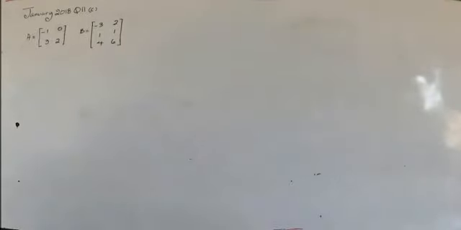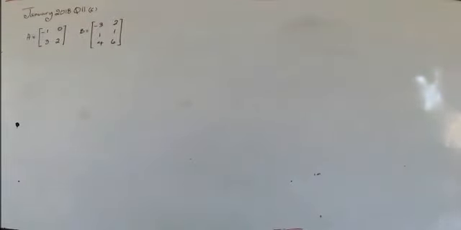Alright, January 2018, question 11c. We're told that A is the matrix [-1, 3; 0, 2]. B is the matrix [-3, 1, 4; 2, 1, 6].